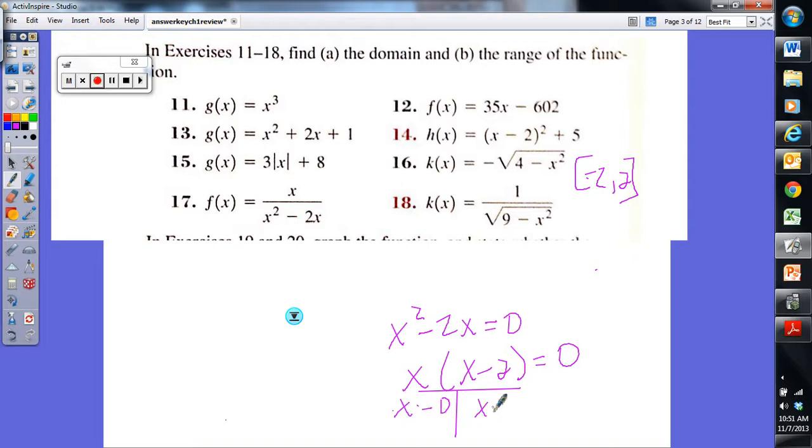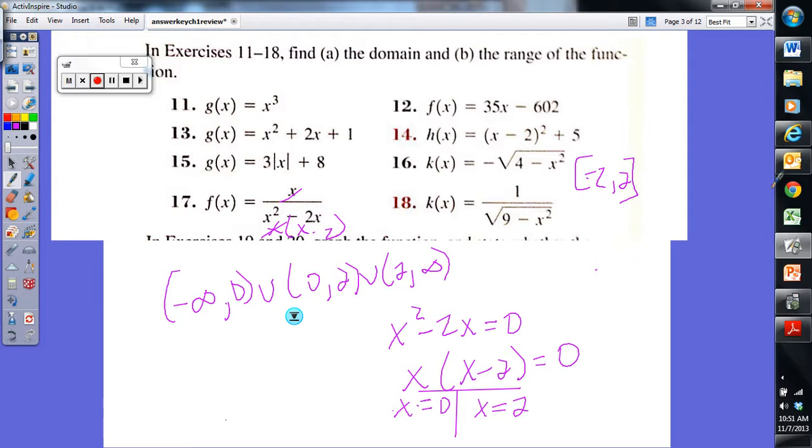So when I solve this equation, I can see that this fraction is undefined where x is 0 and where x is 2. The problem with 0 is that that's what's called a hole. Whenever you have the same factor in the numerator and the denominator, there's a hole at that point. But it's still not defined. It's still not a member of the domain. So the domain for 17 would be negative infinity to 0, union 0 to 2, union 2 to infinity.